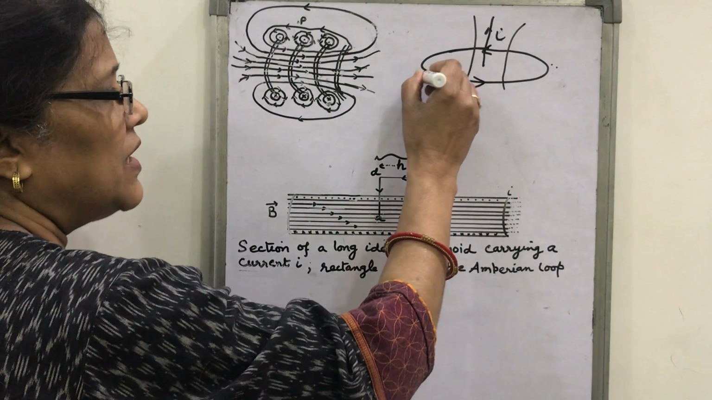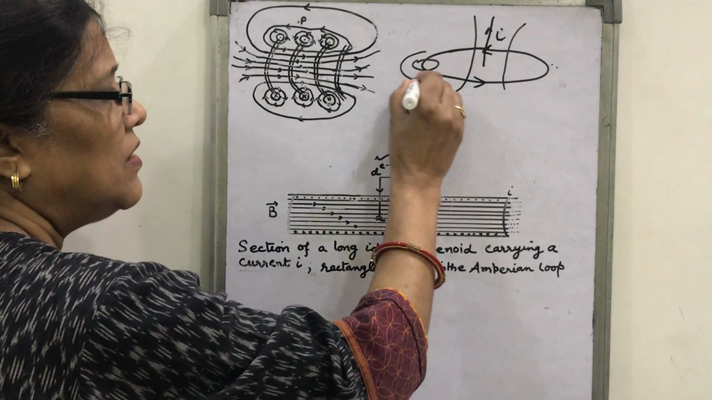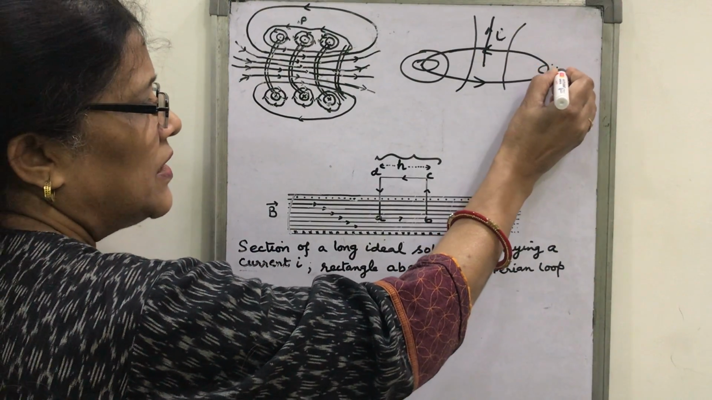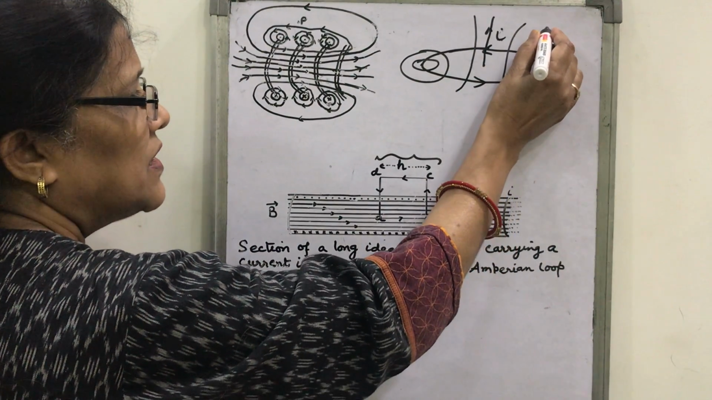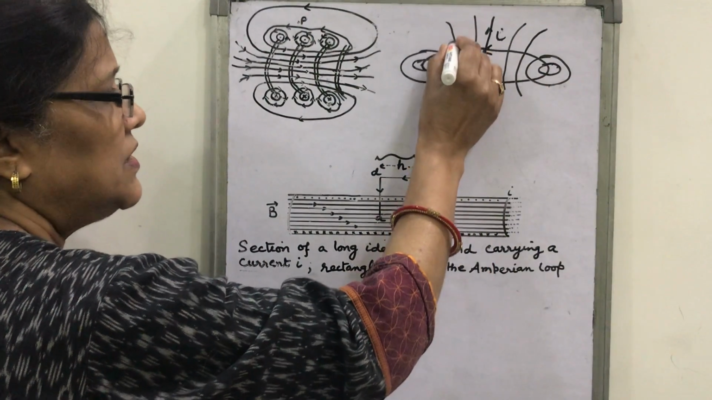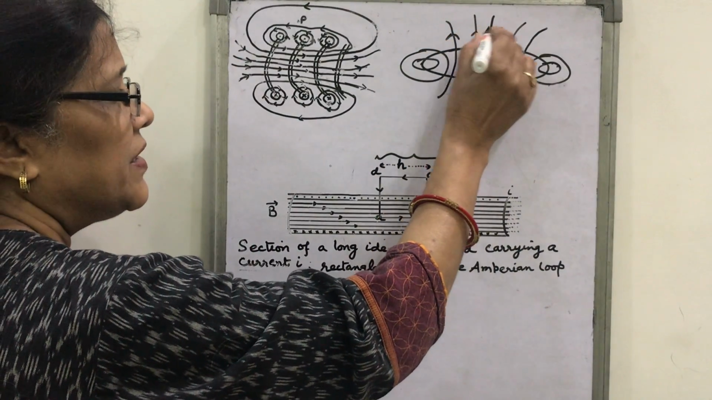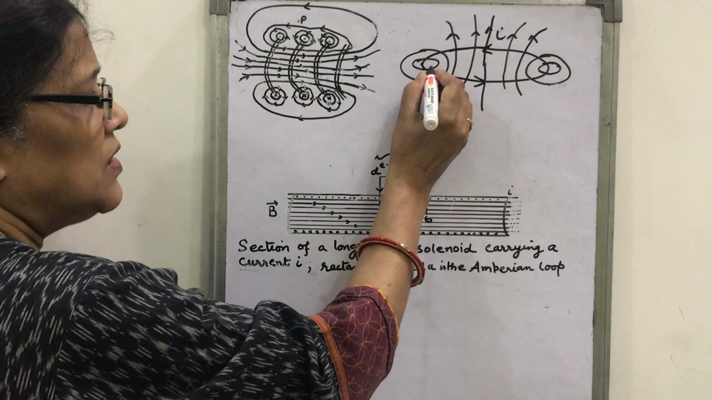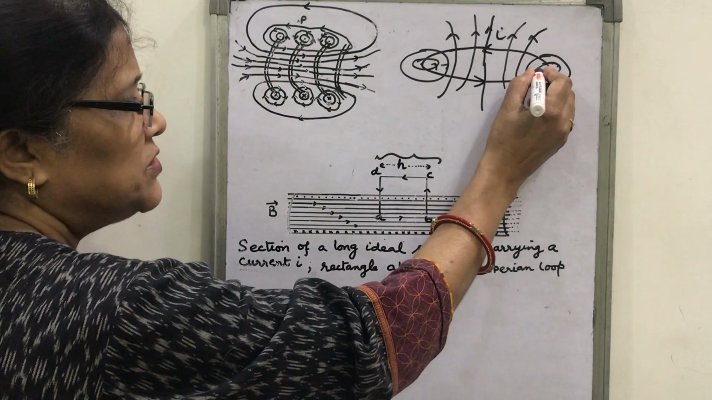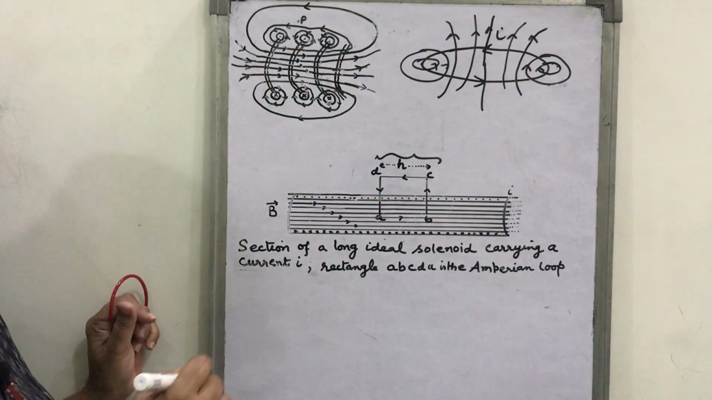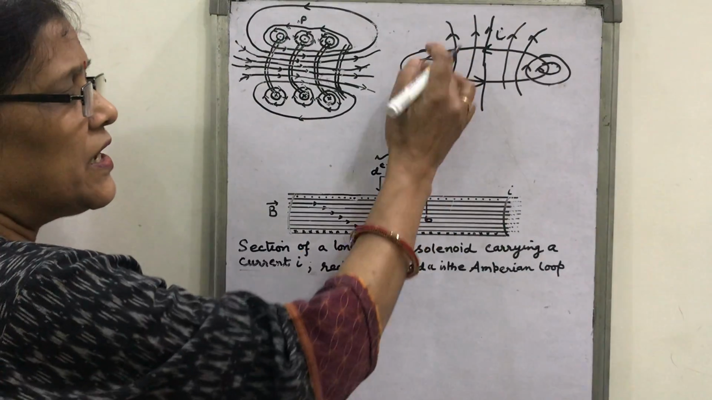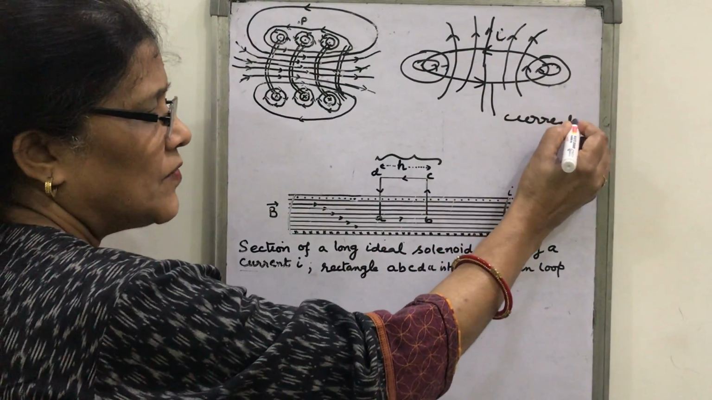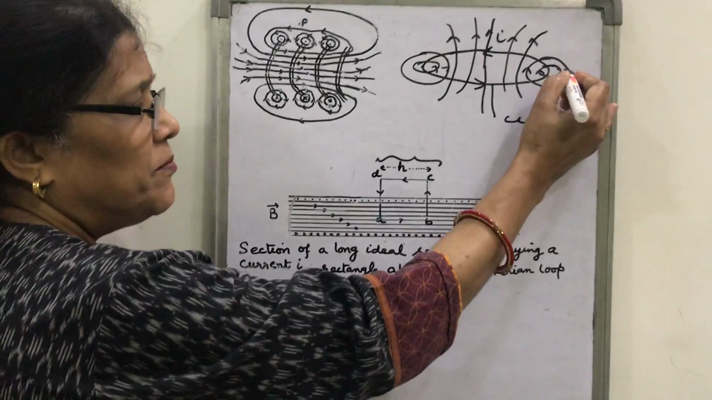You will see that the magnetic field lines here and here are in the form of concentric circles, and this is the direction of the magnetic field lines through a single loop. So we have shown this using the right hand thumb rule. For a single current carrying loop, this is the current loop, and these are the magnetic field lines.